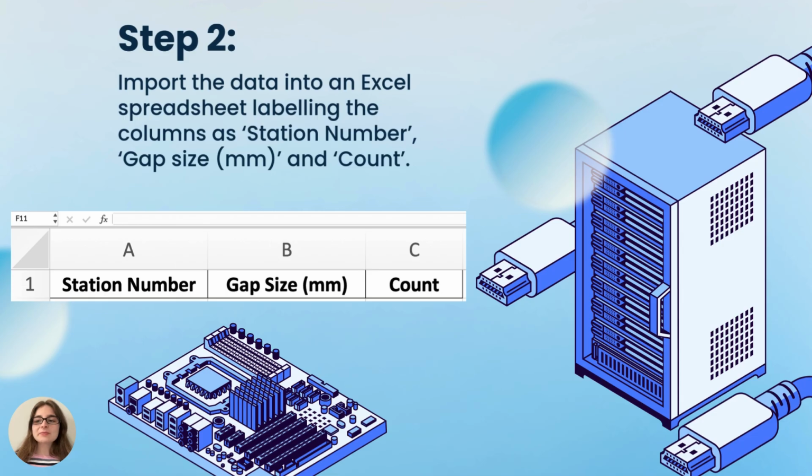Open an Excel spreadsheet and create column headers labeled station number, gap size in millimeters, and count. This will help keep your data organized.